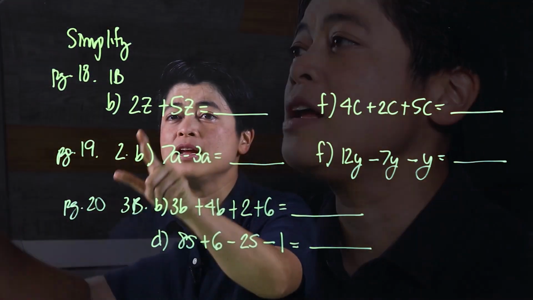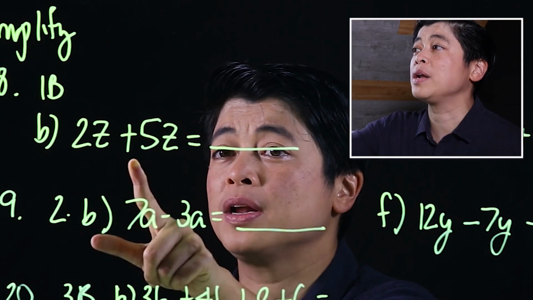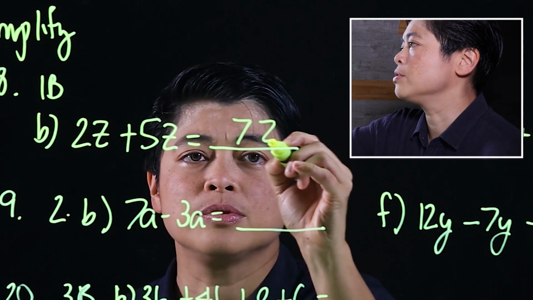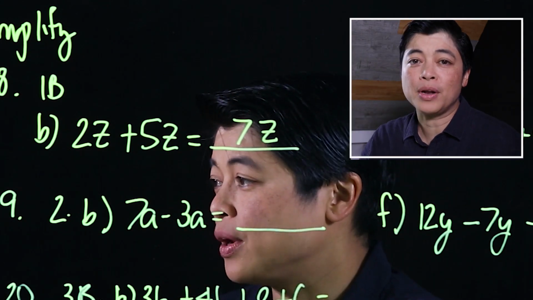Our exercises all instruct us to simplify. Basically, we're combining like terms. If it says plus, you add. If it says minus, you subtract. In page 18, problem 1b, it says 2z plus 5z. My example is 2 cars plus 5 cars is 7 cars, so this is equal to 7z. After a while, you get used to it, then you don't need that example anymore.